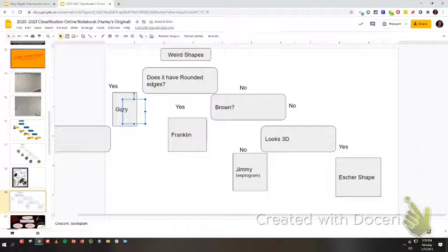But, yeah, so that is how you can make a dichotomous key. And if you'd like, you can look up some other people describing what a dichotomous key is on YouTube or something like that. Go to Khan Academy. That's a really good place. But that is how you make a dichotomous key.